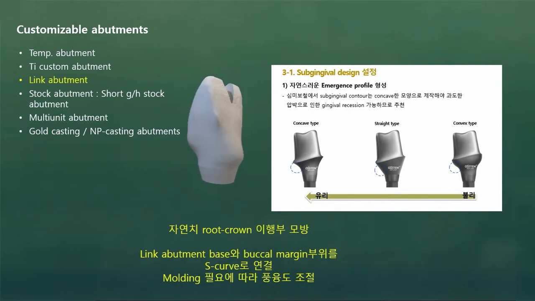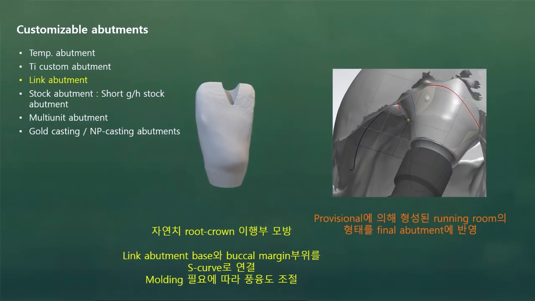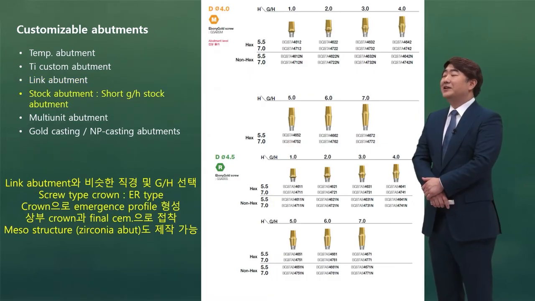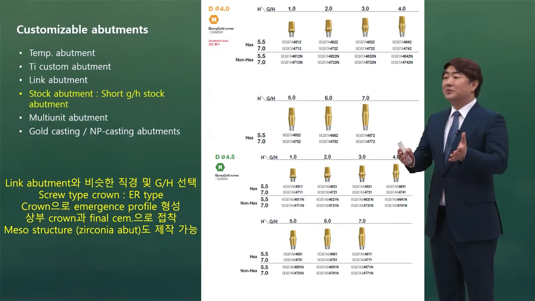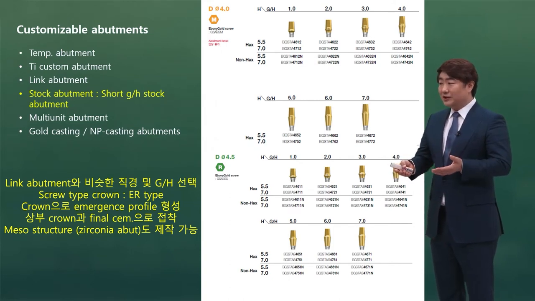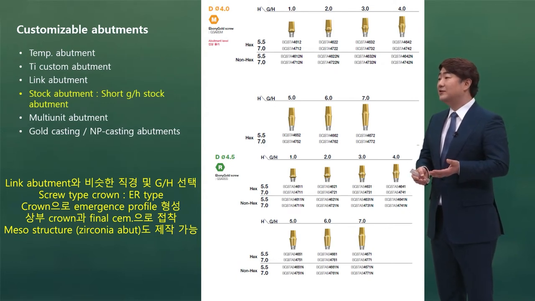Oh, and also this screw type abutment creates running room, and then to transfer that into the final, like this, on the CAD CAM, the final screw type shape or form is superimposed like this. Next, when we use a link abutment to create a screw type temporary, a customized abutment is used, but sometimes we can also use a stock abutment.